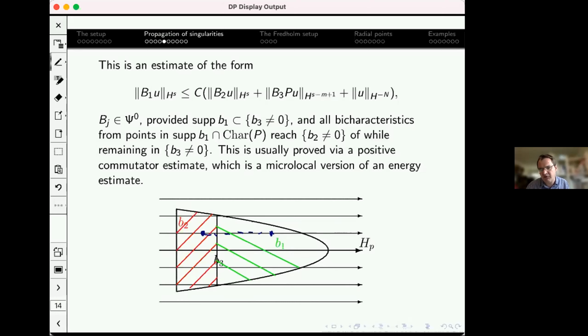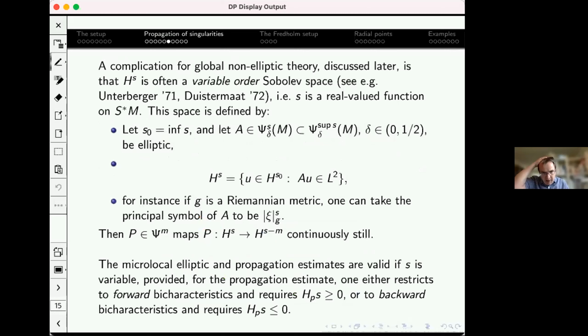One proof of this is via positive commutator estimates, which are basically microlocal versions of energy estimates, like the standard energy estimate for wave equations, but done in phase space. Okay, so a complication for this global non-elliptic theory, which will come up, is that, as I already mentioned, you often need variable order Sobolev spaces. I'm just doing compact manifolds, so there's only one order.